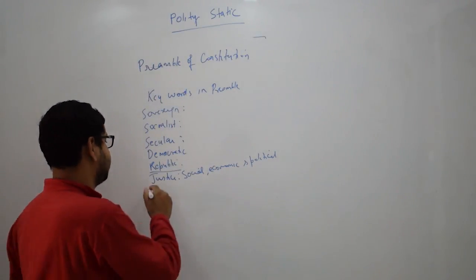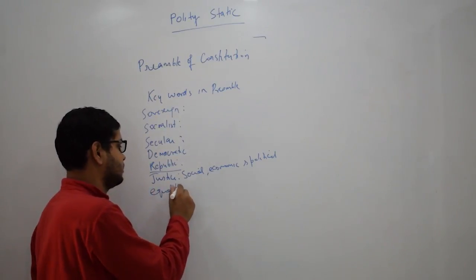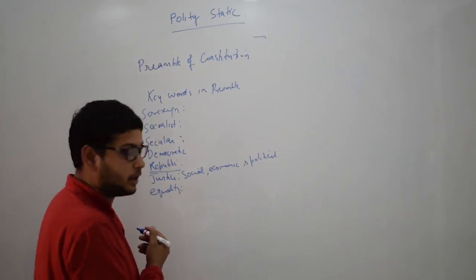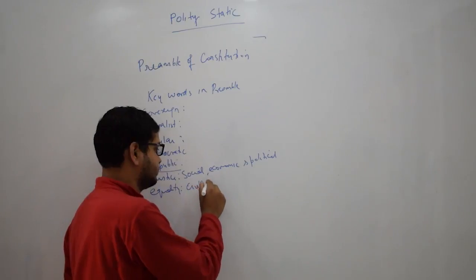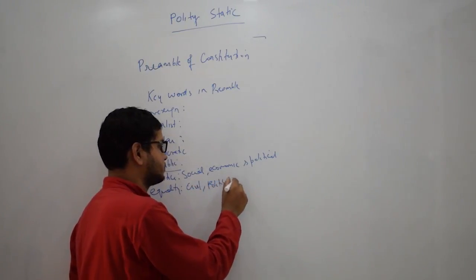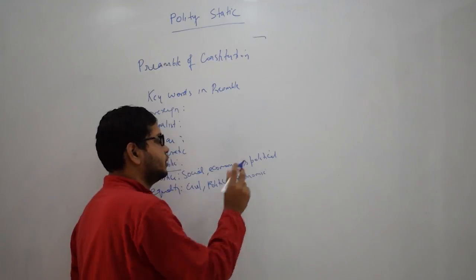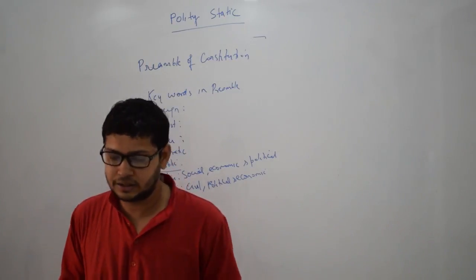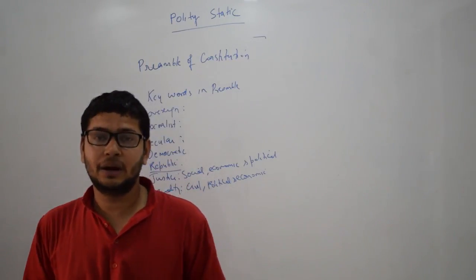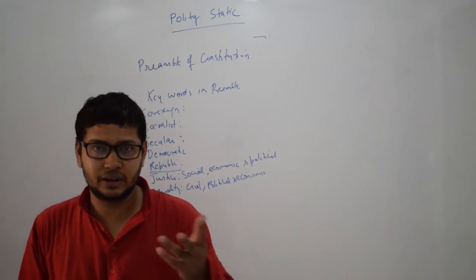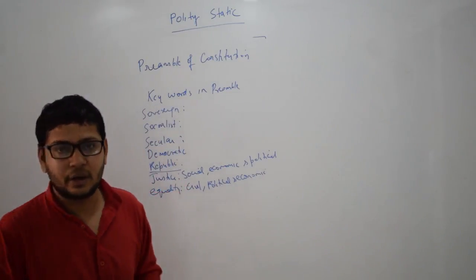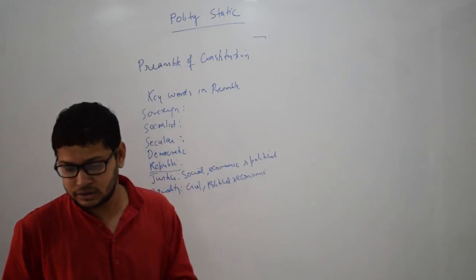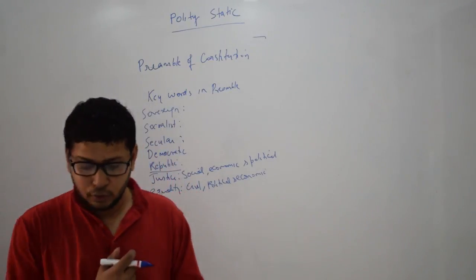Next is equality. This could again be divided into civil, political, and economic. Provisions related to civil equality are there between Article 14 and Article 18. With respect to political equality, it's Articles 325 and 326, the right to vote and so on. And related to economic equality are Articles 39 and 39, which talk about securing equal rights for men and women.